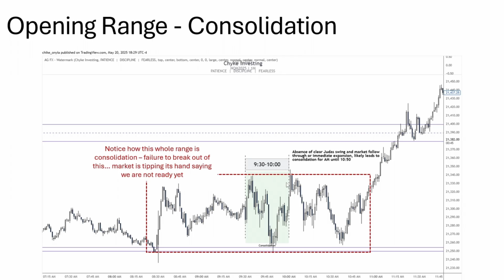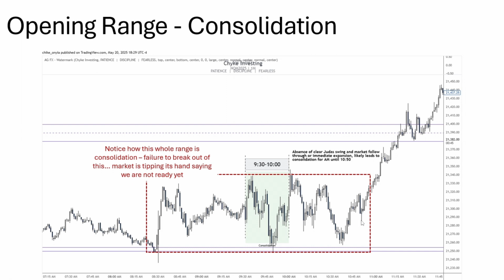Typically when this happens, this is indicative that the AM session is likely to be consolidatory in fashion for the rest of the 10 o'clock AM session until around 10:50. So when you're seeing consolidation in the 9:30 to 10 o'clock range, typically price will consolidate for the next hour until around that 10:50 macro, where you can see here, this is a 10:50 macro right here.